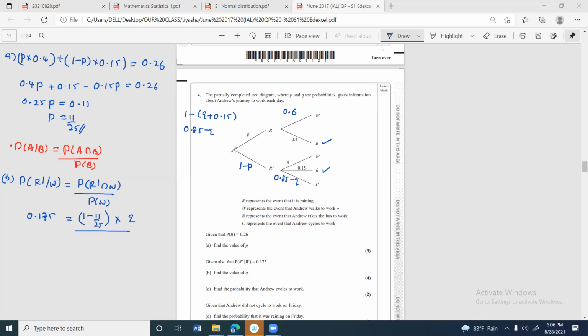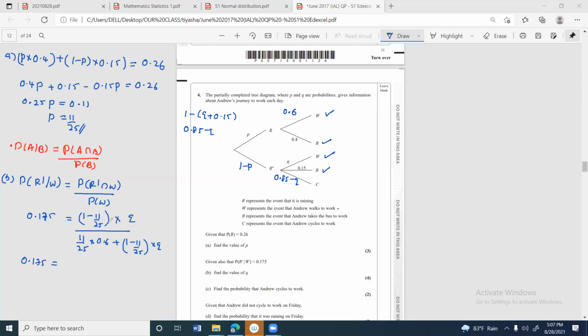Walks to work is this bit: 11 over 25 into 0.6, plus 1 minus 11 over 25 into Q. Now let's try to work out this question. If you simplify, you get the answer.